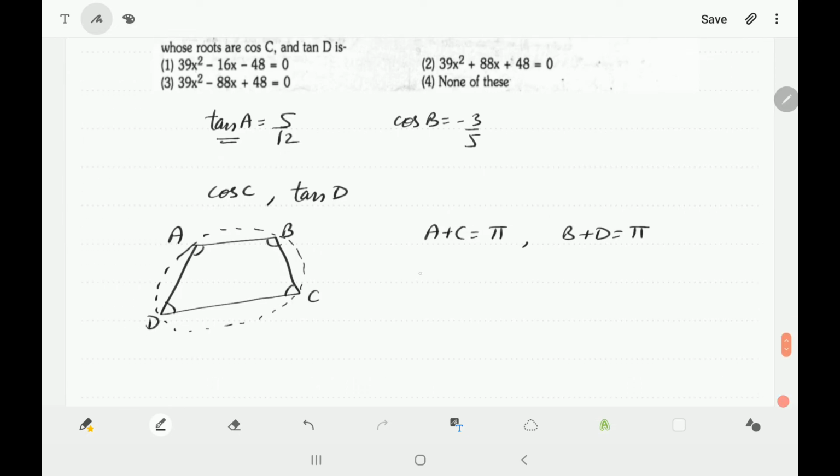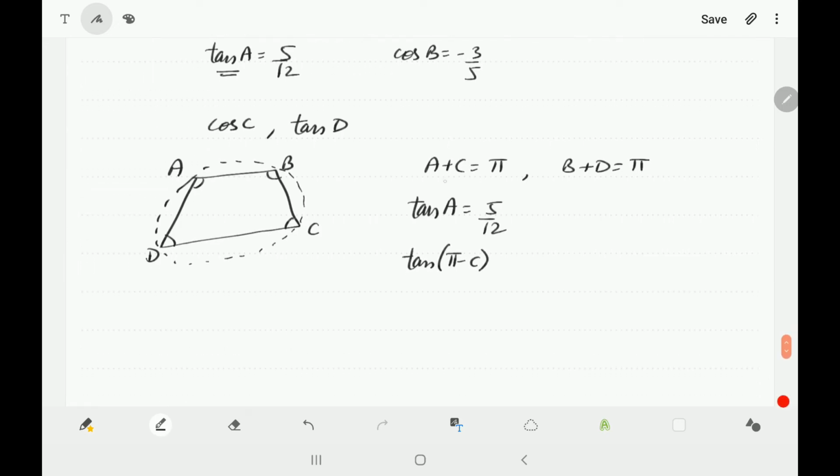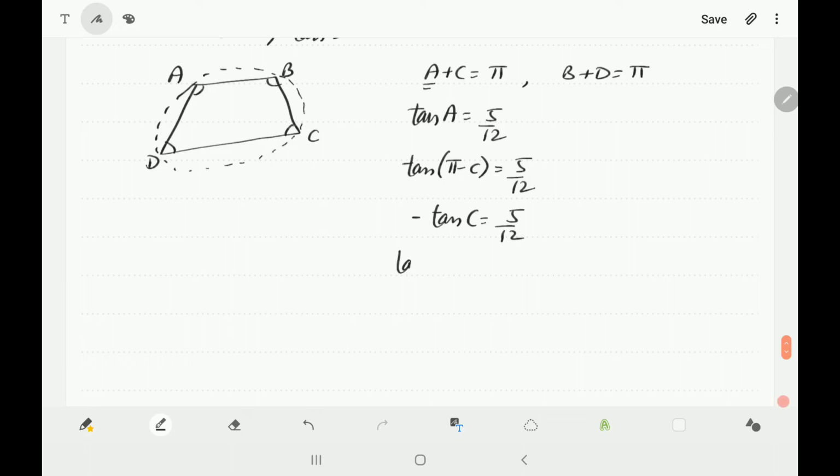How will you calculate the value of tan C? Because tan A is 5 by 12, you can write this term as tan of pi minus C, because A plus C is pi, so you can write A as pi minus C. This will be equal to 5 by 12. So this will be minus tan C, which will be equal to 5 by 12. So the value of tan C will be equal to minus 5 by 12. I hope it is clear.